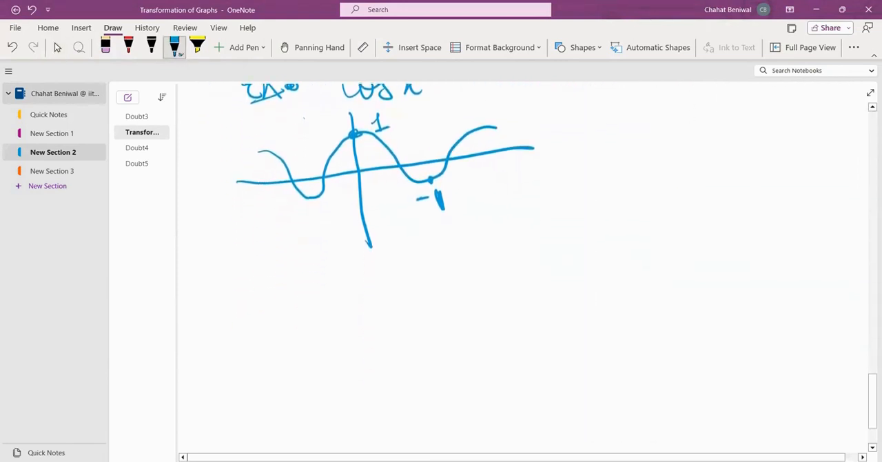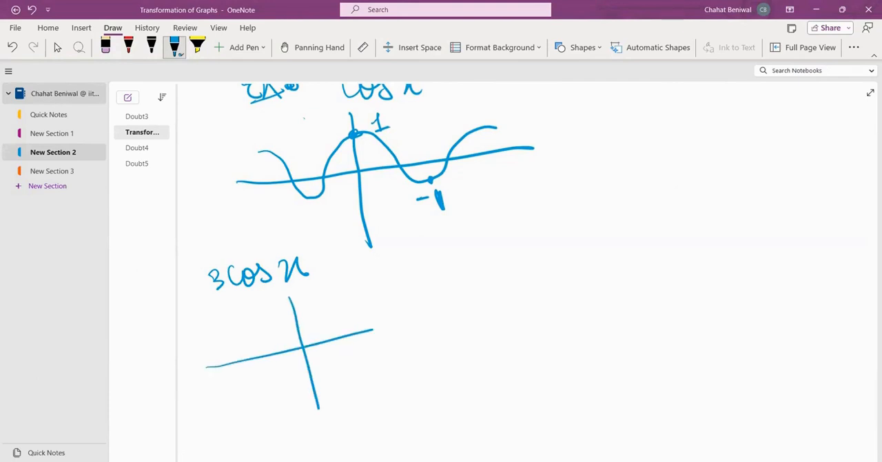So let us make the graph of 3 cos x. Now if the range of cos x is from -1 to 1, then the range of 3 cos x is going to be from 3 to -3. So the graph will be like this. Its amplitude is increased. So this is 3 and this is -3.